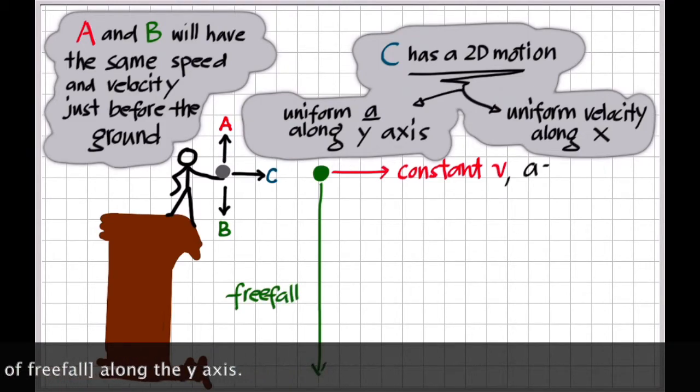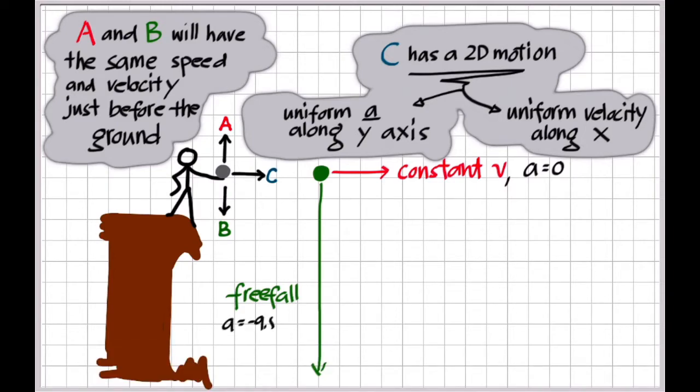Since v is constant, the acceleration is zero here. Along the vertical, however, we have constant acceleration, the acceleration due to gravity, or the acceleration of free fall, which is negative 9.81 meters per square second. After some time interval, ball C is probably going to be here. The reason is it is moving at constant v along x while accelerating along the vertical.